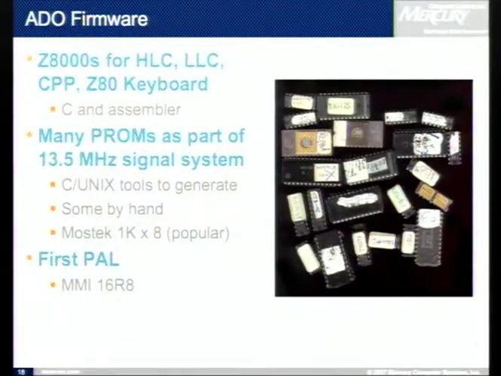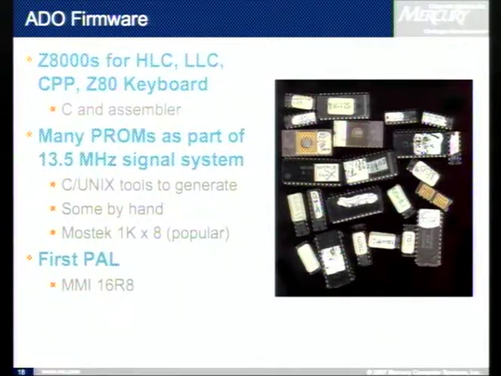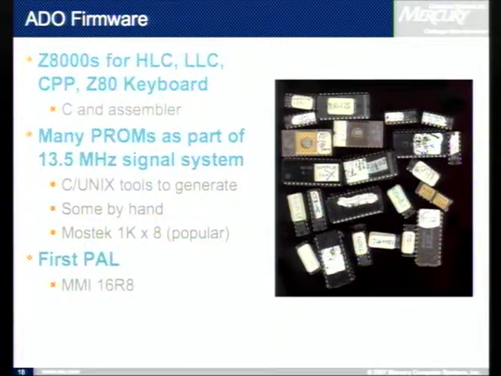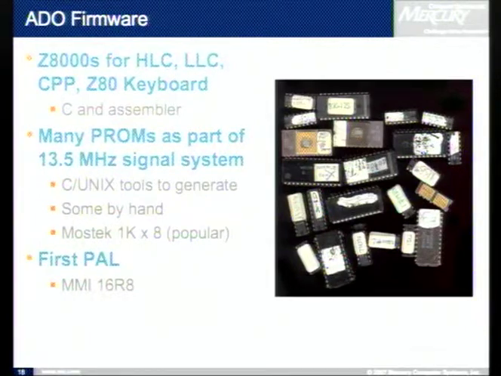The ADO signal system was impressive for its time. It was 27 boards, about 200 amps at 5 volts. Essentially, it was a 13.5 megahertz signal system. We used small synchronous PROMs to do all the little lookup tables.